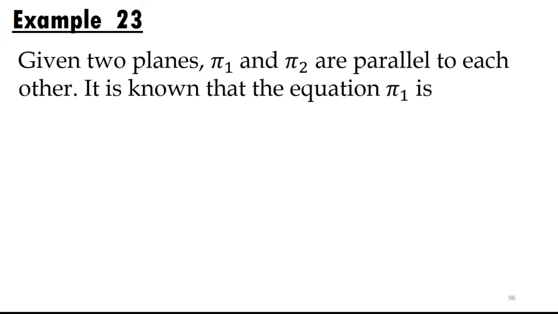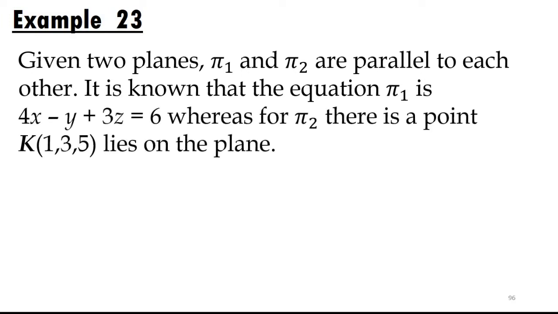Okay, now it talks about situations. If we have this, if we have that, how to do it. Okay. Example 23. Given two planes, pi1 and pi2 are parallel to each other. It is known that the equation of pi1 is 4x minus y plus 3z, whereas for pi2, there is a point K, 1, 3, 5 that lies on the plane. Find the equation of pi2.